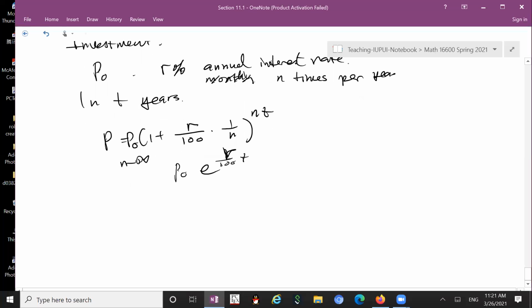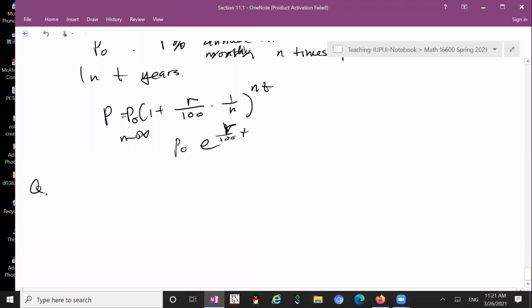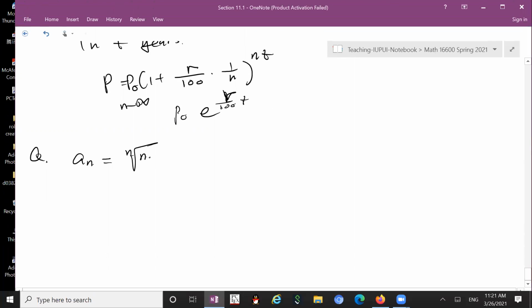All right, so let's take a look at another problem. The next problem will be a_n equals the nth root of n. In order to find the limit, you just need to find the limit of the following function, because a_n equals f of n.